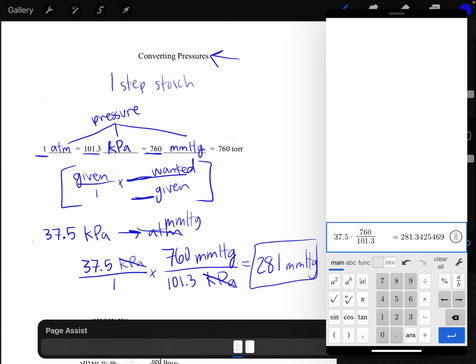These conversions for pressure will be very important in any law that has pressure in it, because you need to make sure you have the same unit on both sides of the equation. Okay? So, hopefully that helps.